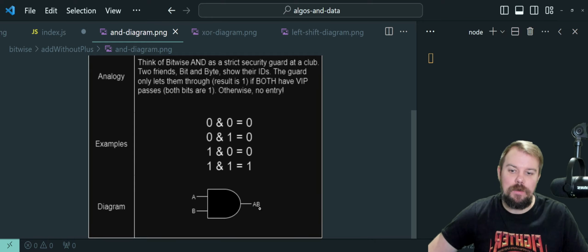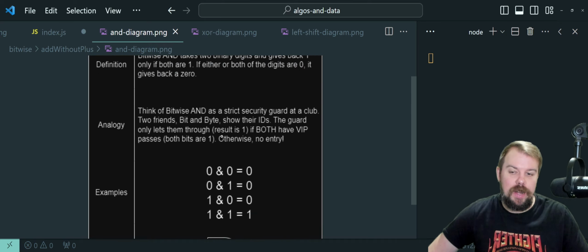We take a and b and return a and b. Remember, that's like our analogy from previous videos of a very specific or strict security guard at a club. Only if bit and byte both have a VIP pass are they let in. So 0 and 0 get 0, 1 and 0, or 0 and 1 both wind up 0. The only way we get a 1 from an AND gate is if both inputs are 1.